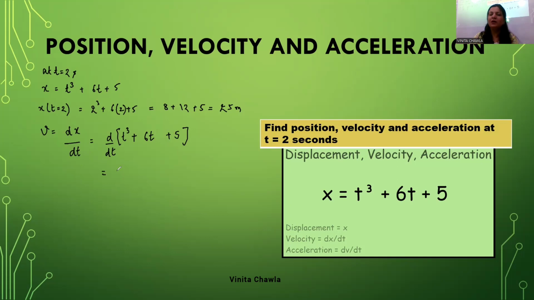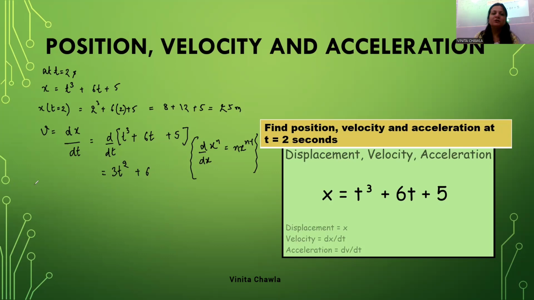So we'll get 3t square. Which formula are we using here? No, it's not integration. We are doing differentiation. d by dx of x^n, the power rule, is n x^(n-1). We are using this formula. So we get 3t, 3 minus 1 is 2, and 6, 1 minus 1 is 0, so no need to write it. And on differentiating a constant we get 0.